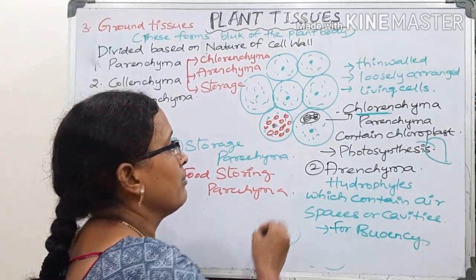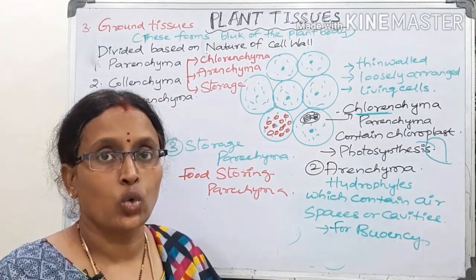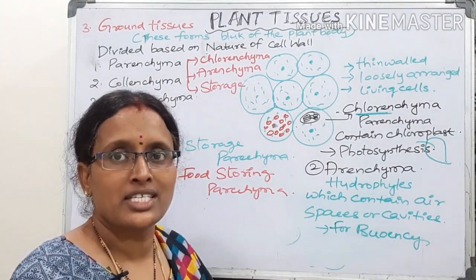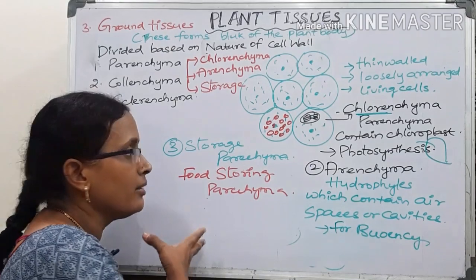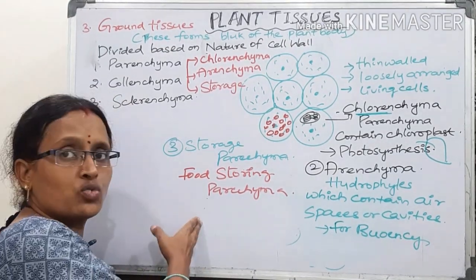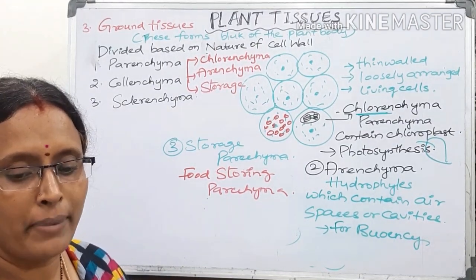So some parenchyma have chloroplast, they are called chlorenchyma. Some parenchyma have more air spaces in them, they are known as aerenchyma. And some parenchyma store the food materials, that is called storage parenchyma.